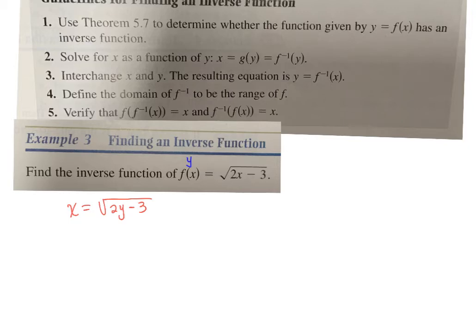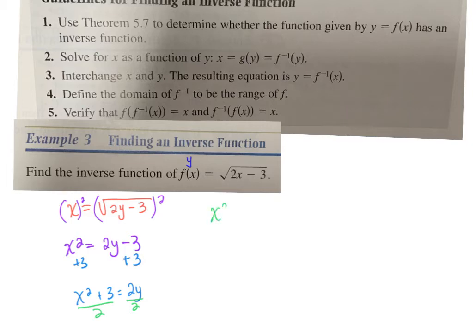I am going to then solve for y. And so I am going to square both sides. And I will get x squared equals 2y minus 3. And then we're just solving at this point. So we're going to add 3 to both sides. x squared plus 3 equals 2y. Divide everything by 2. We get x squared plus 3 over 2 equals y.